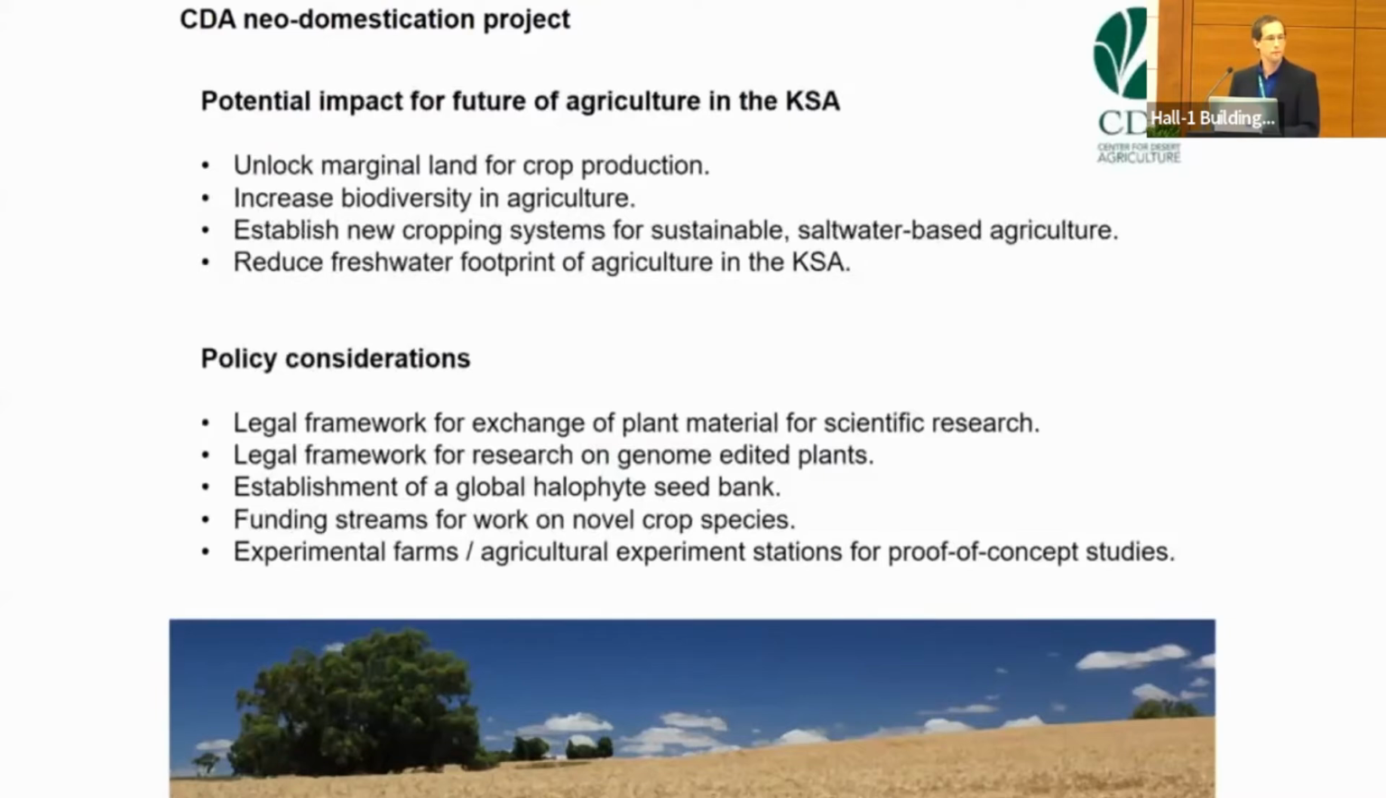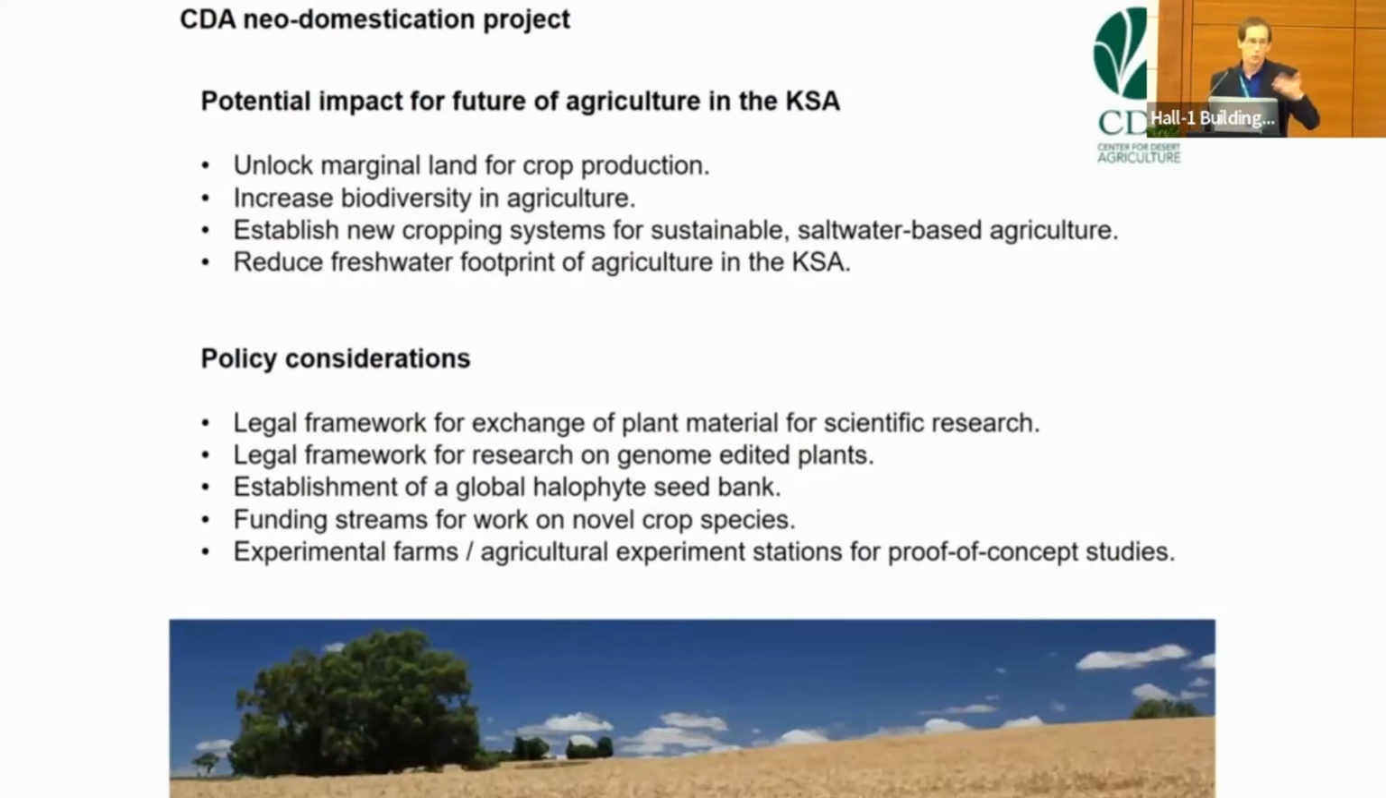Okay, now what's the potential impact and what are policy considerations that we might need for such a medium to long-term project? I think, again, it can be and will be quite impactful because what we are doing at the end of the day, we're establishing new crops and we can establish entire new cropping systems for sustainable, maybe even saltwater-based agriculture in Saudi Arabia. And we can significantly reduce the freshwater footprint of agriculture in the kingdom.